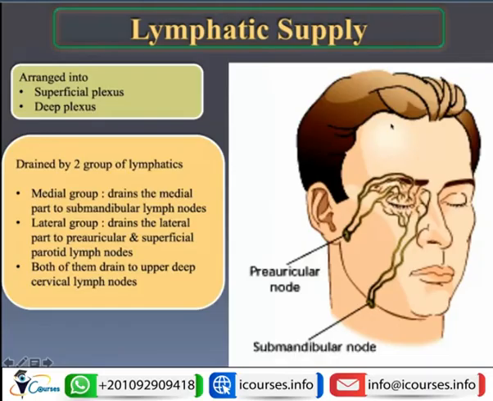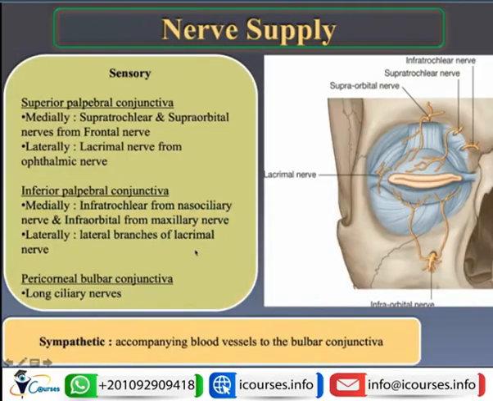The lymphatic supply of the conjunctiva is arranged into the superficial and deep plexus. These are arranged later on into the medial group and lateral group. The medial group will drain into the submandibular lymph nodes, while the lateral group will drain into the preauricular lymph nodes, and both of them, the preauricular and the submandibular, will drain later on into the upper deep cervical lymph nodes. So it is the same lymphatic supply as the eyelid, and the nerve supply will again be the same as the eyelid.